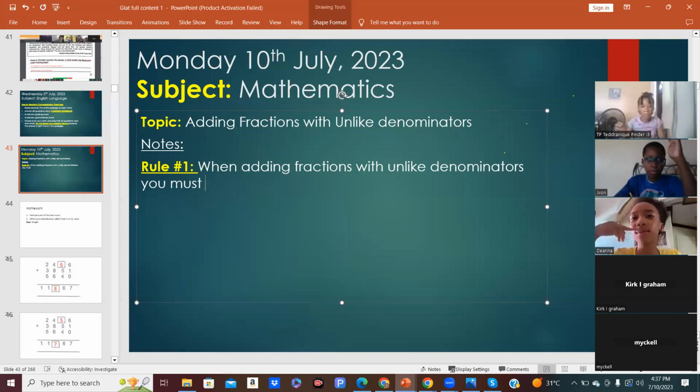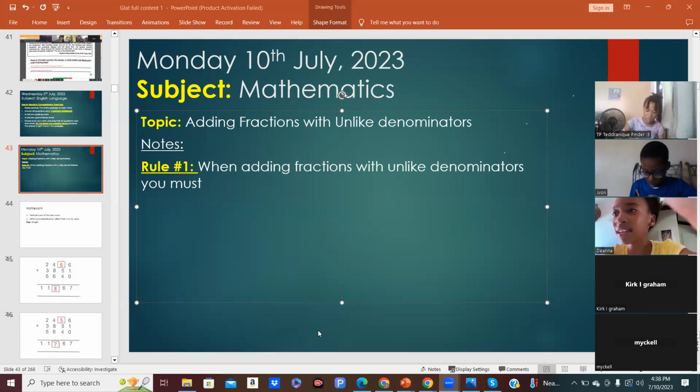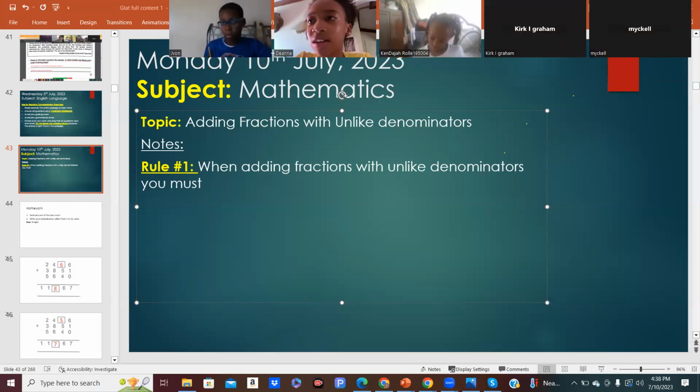The first thing is to check when you're adding fractions with unlike denominators, you must check if they have the same denominator before adding. Deanna, your mic is very low. I don't know what's happening. Using a different device, I could barely hear you. Typically, you're much louder. Can I join back and then come back in? Yeah, try that. See if that works.